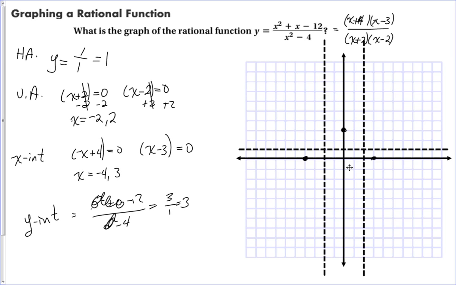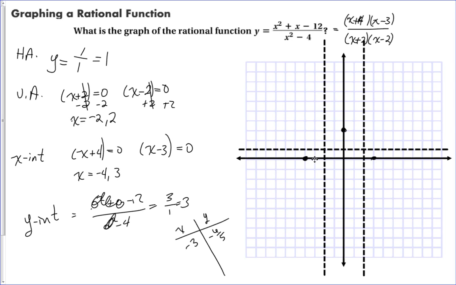Now what we can do is find a few more points on this graph. Let's do x equals negative 3, so an x and y chart. I don't know why this is crooked. So plug in negative 3. If you plug it in here and solve for y, you get negative 6 over 5.